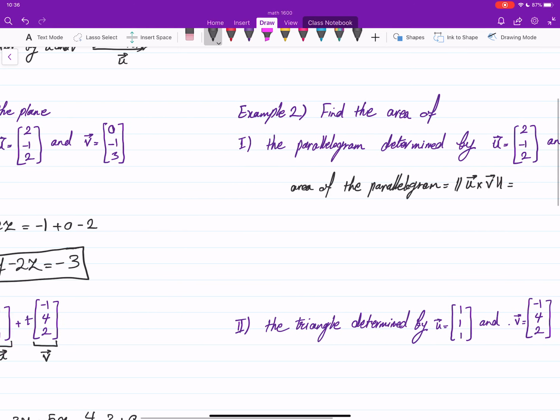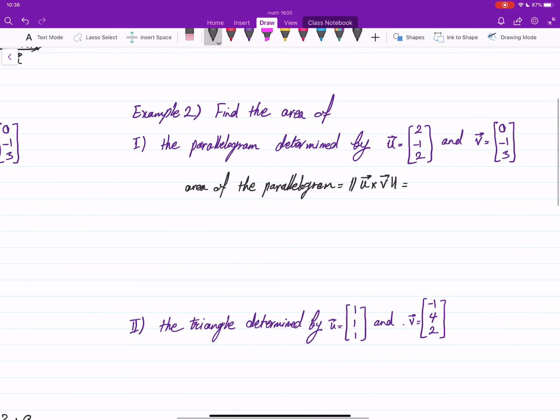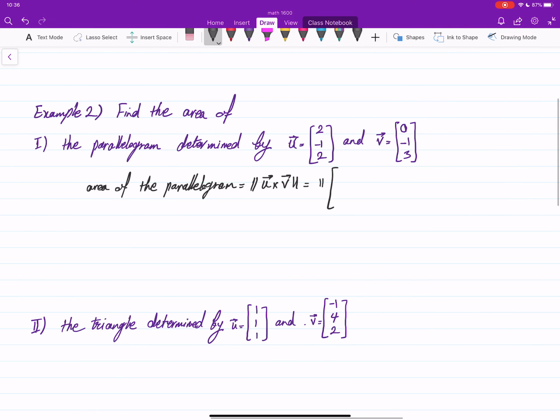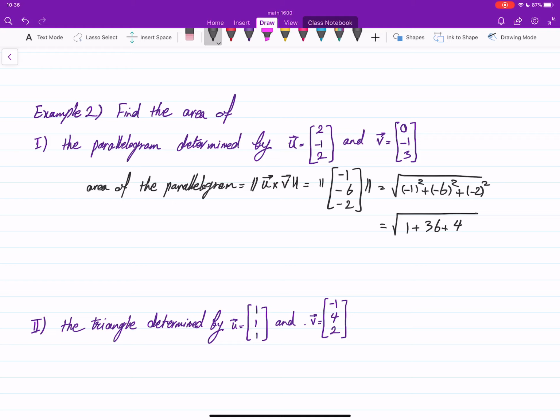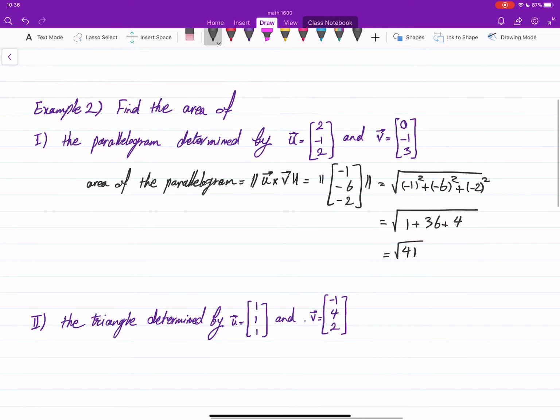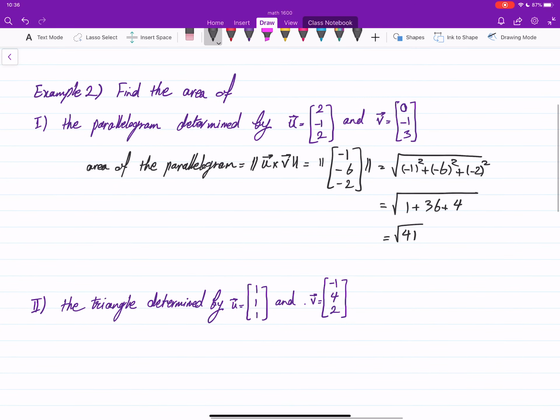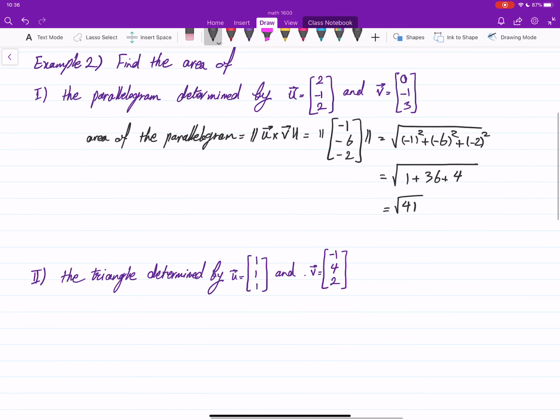So if you check it, we have u cross v equal to -1, -6, -2. I'm using the same vectors there. So then the length, remember, square each component and then add them. This gives us √(1 plus 36 plus 4), and that gives us √41. The area of the parallelogram determined by u and v is √41.